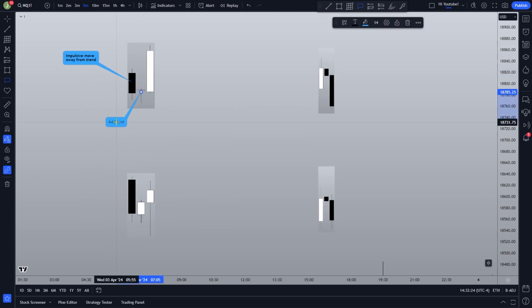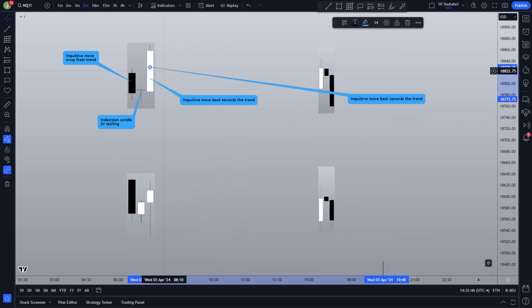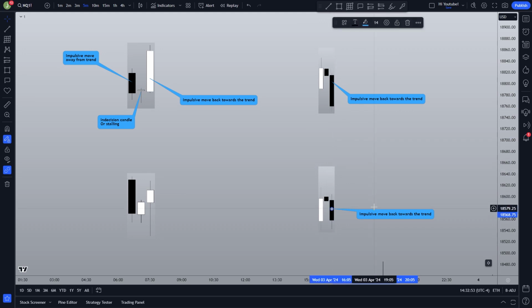Now let's talk 3-point turns. 3-point turns are an entry trigger pattern where price moves aggressively away from the trend for one candle, stalls or shows indecision during the second candle, and impulsively moves back towards the trend on the third candle.